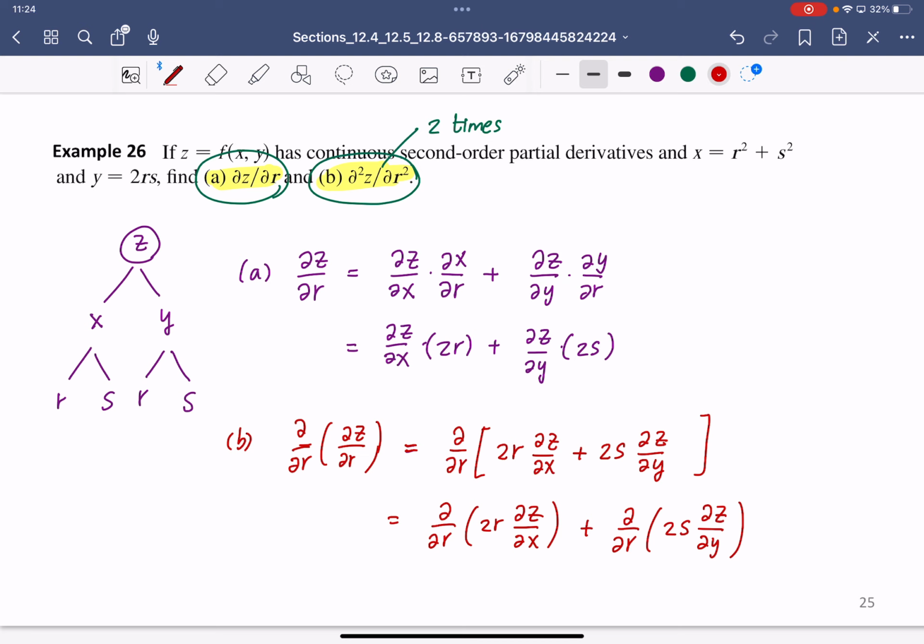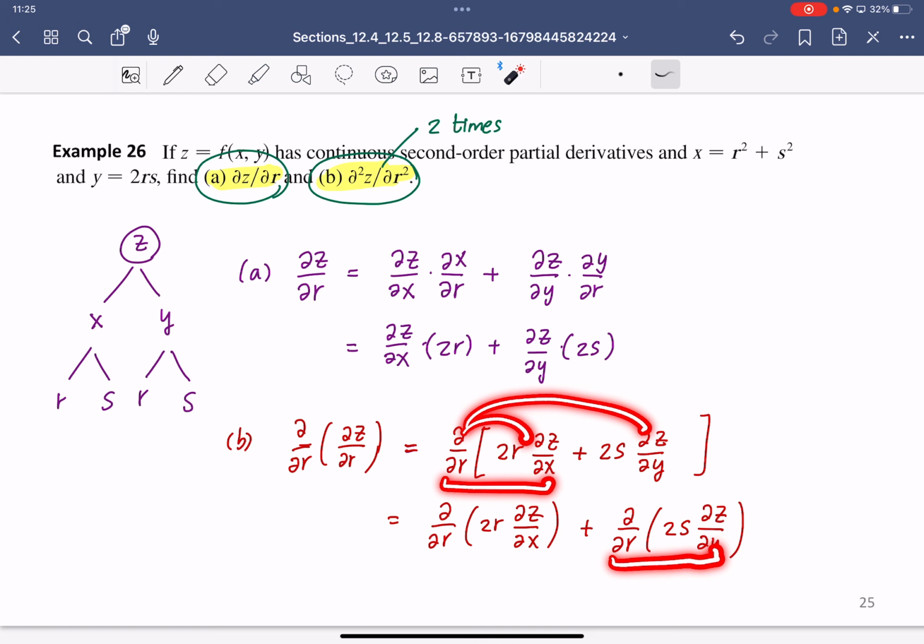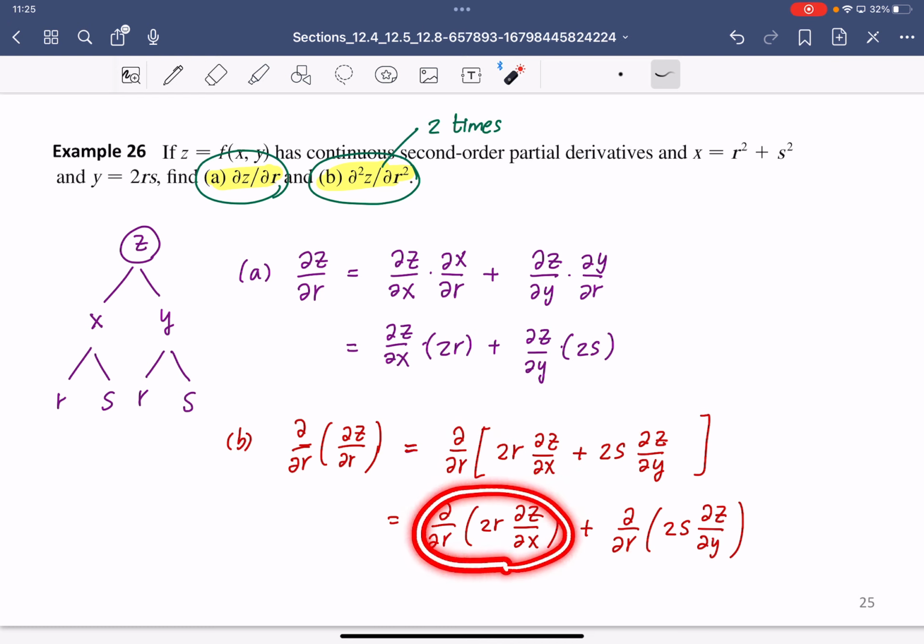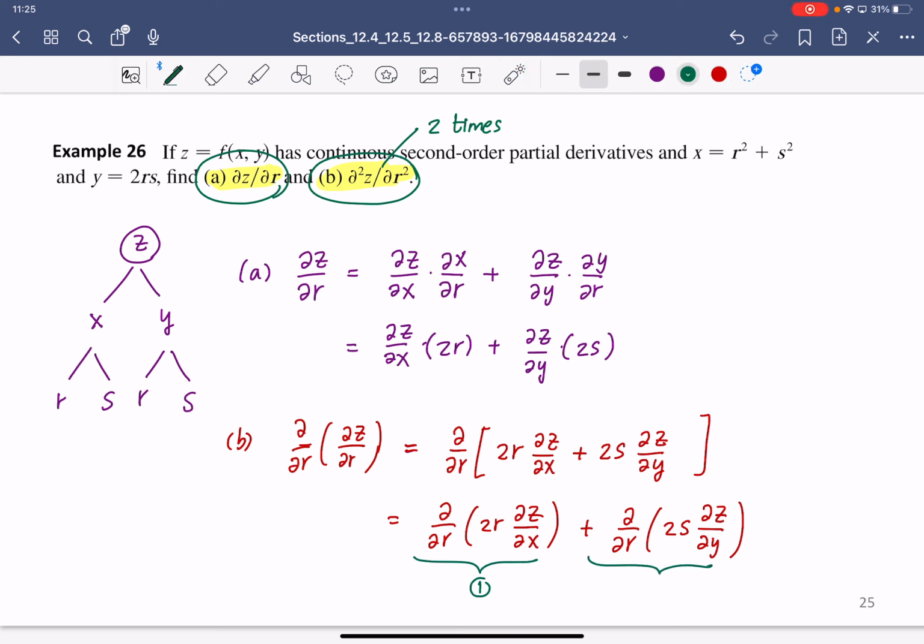Does it make sense up to this point? So you have plus here, you split into two pieces. The first one is here, the second one is here, and then we're going to do this one and this one separately. This is called term number one. This is called term number two.